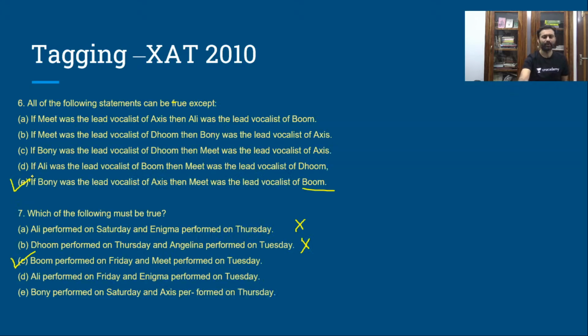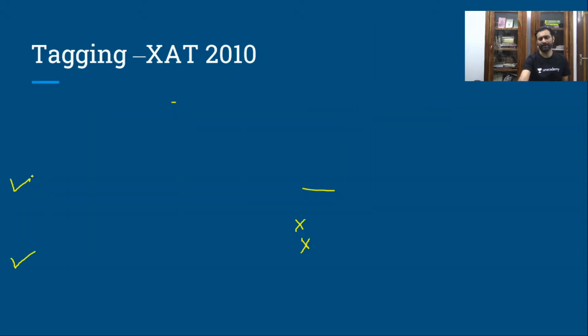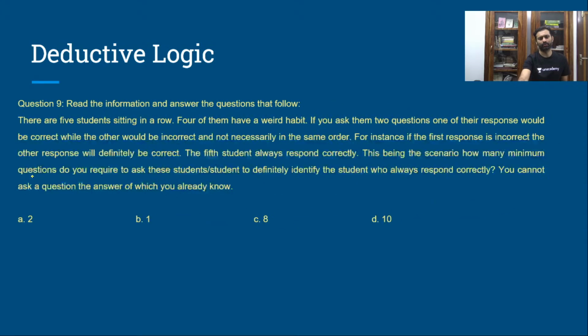So again, tagging. What did we do? We used direct clues first, right? And then we used indirect clues. When it came to indirect clues, we used the one which had maximum info. All right. Let's come to one more. Try to solve this question.